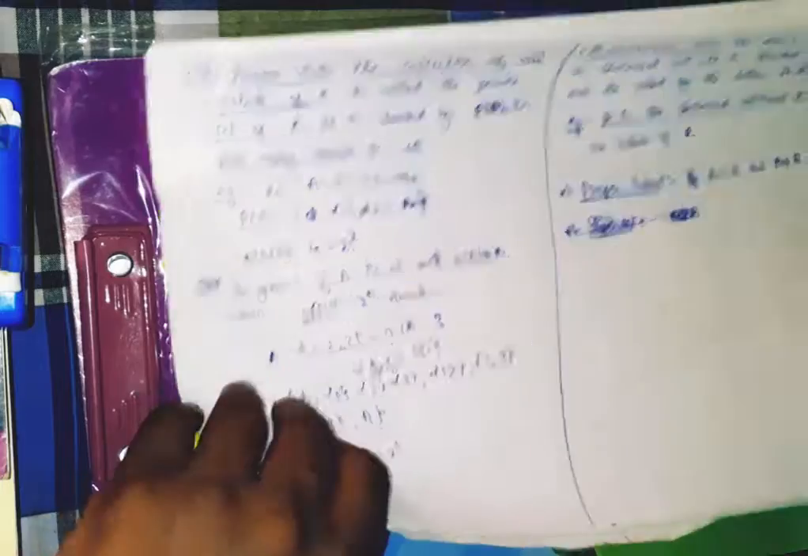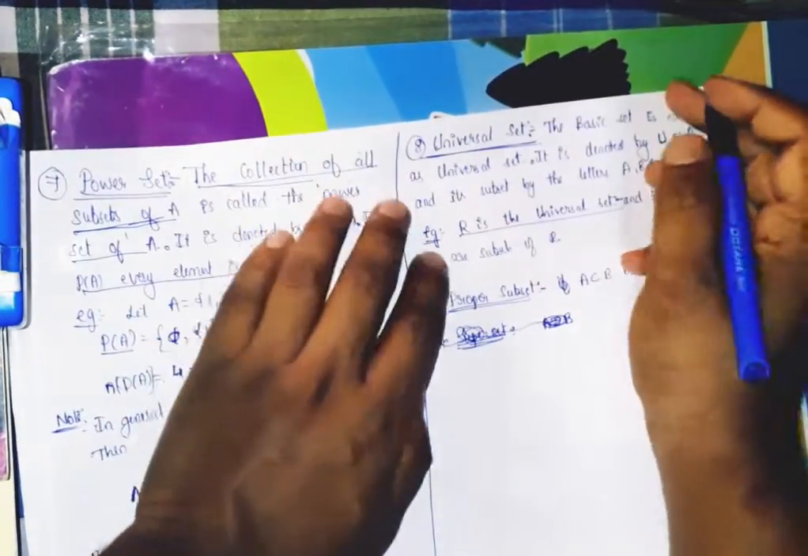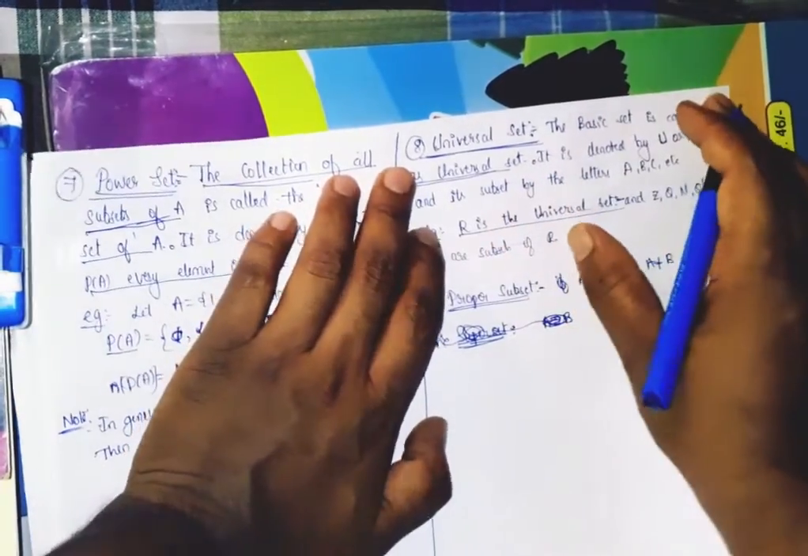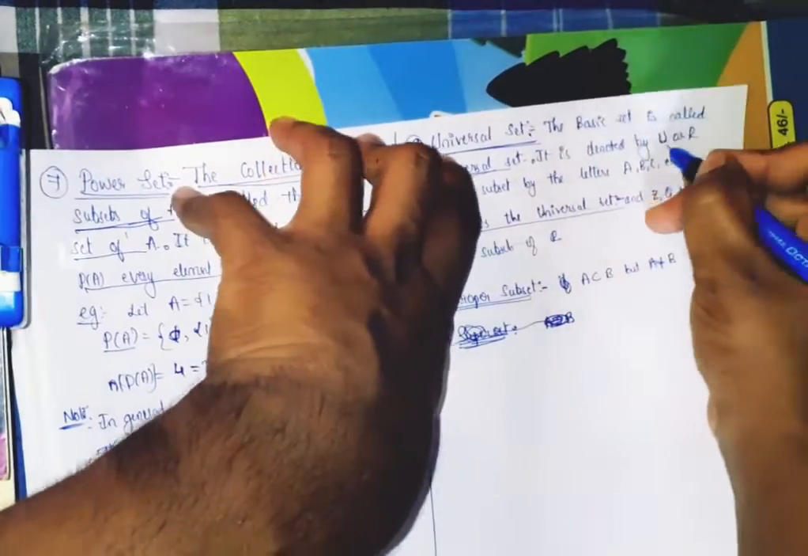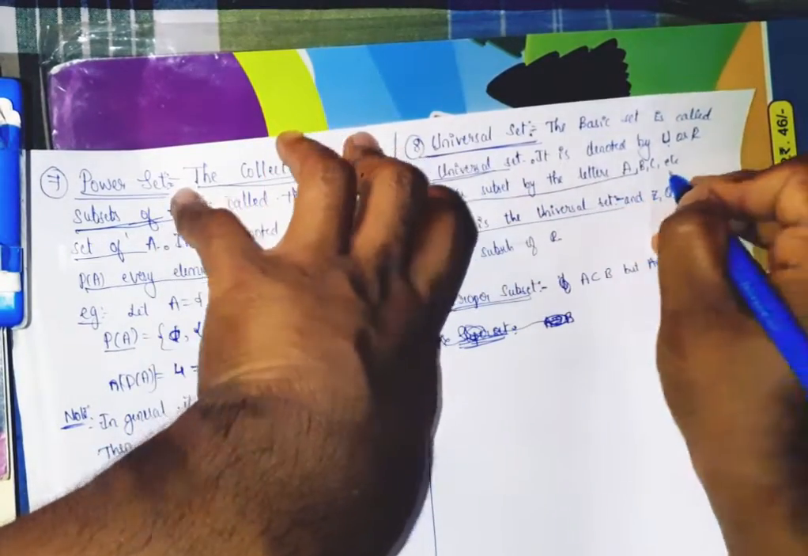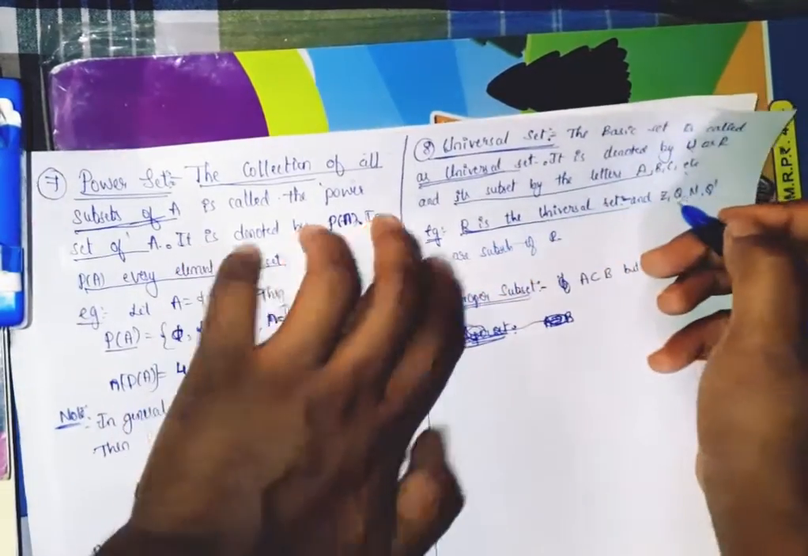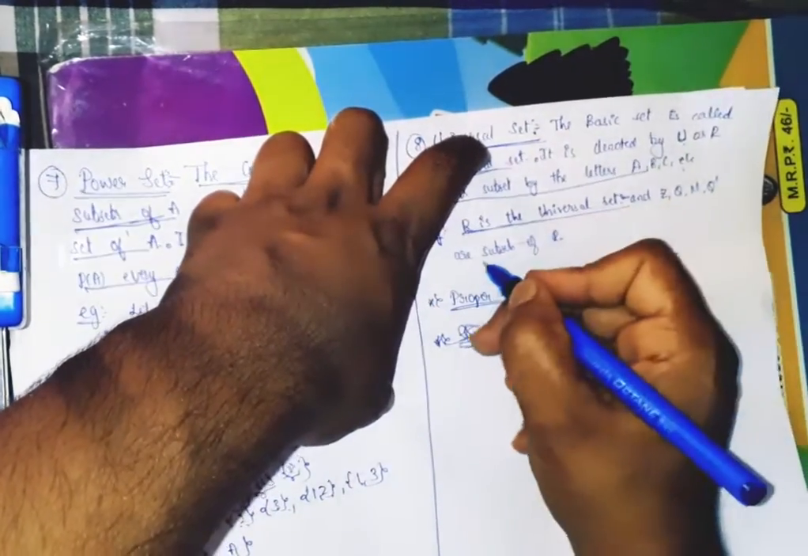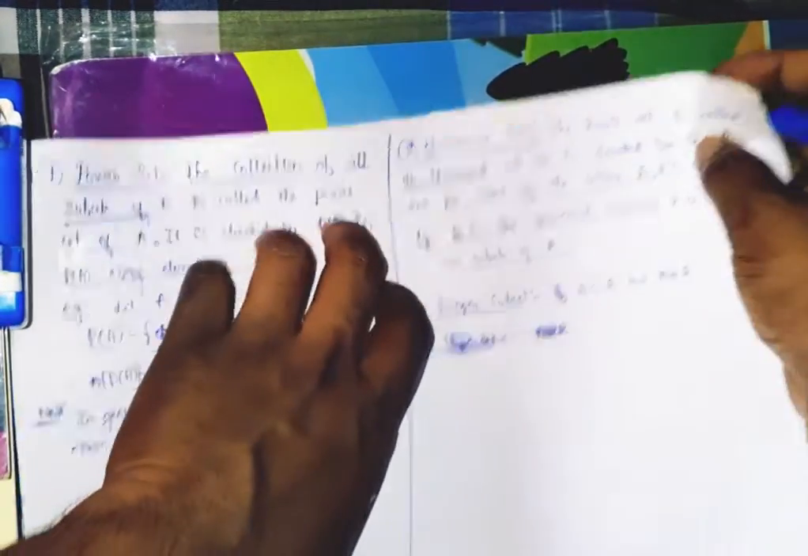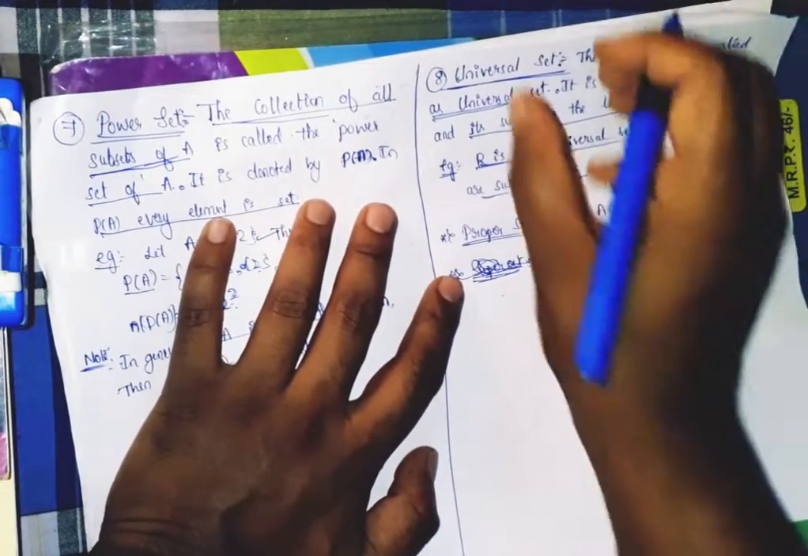Okay. Now we studied about the universal set. The basic set is called the universal set. Every basic set is called a universal set. It is denoted by U or R, and its subsets by the letters A, B, C, etc. The best example is R is a universal set, and Z, Q, N, Q dash are subsets of R. So this is the best example for a universal set. Any basic set from which we can obtain subsets is called a universal set.